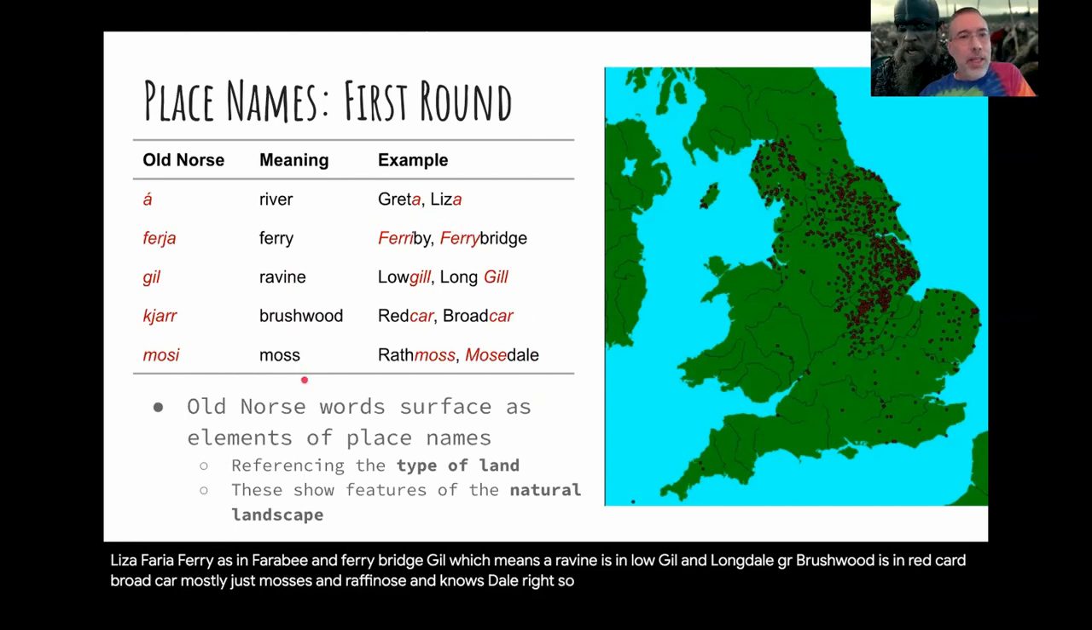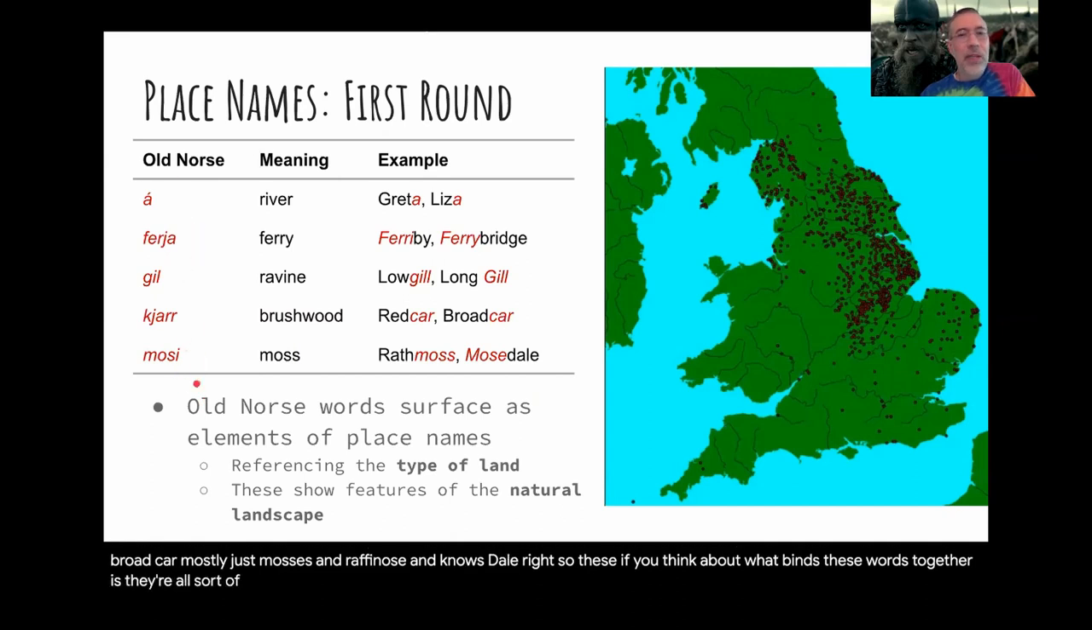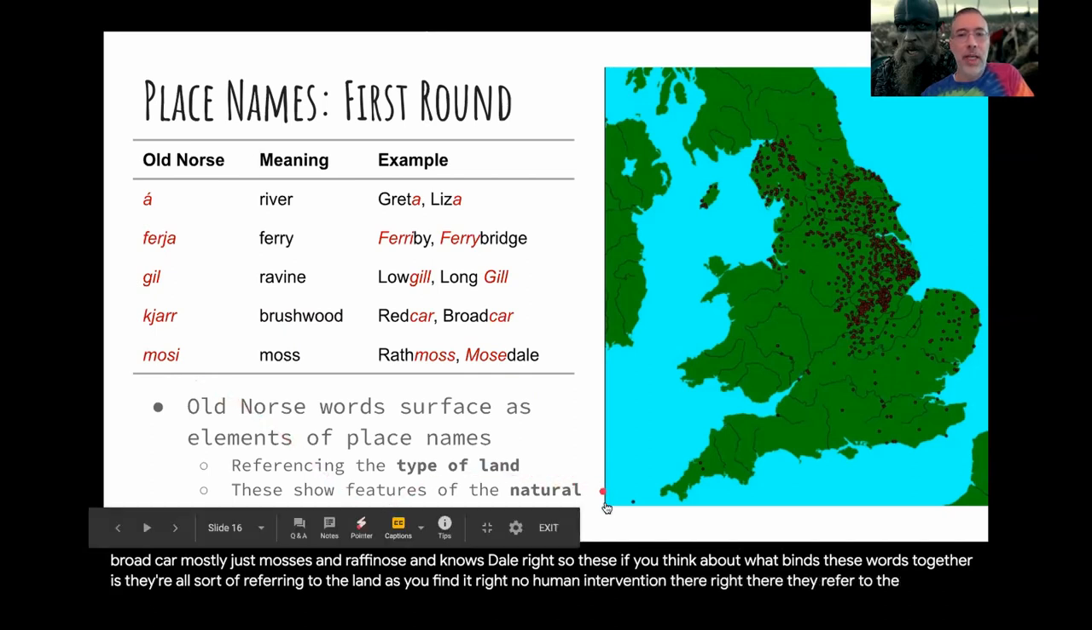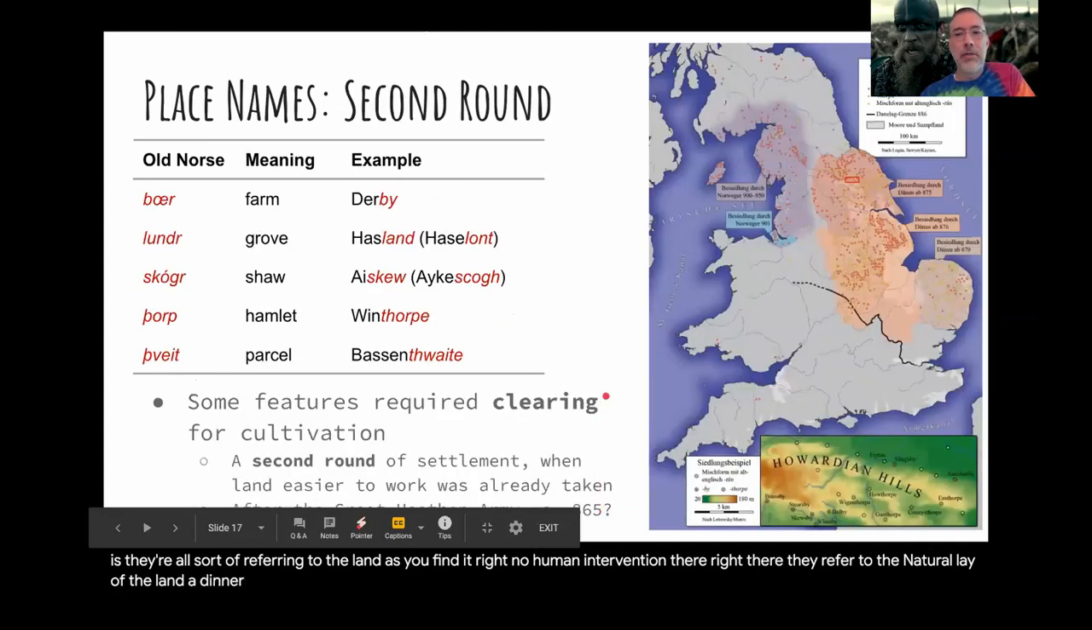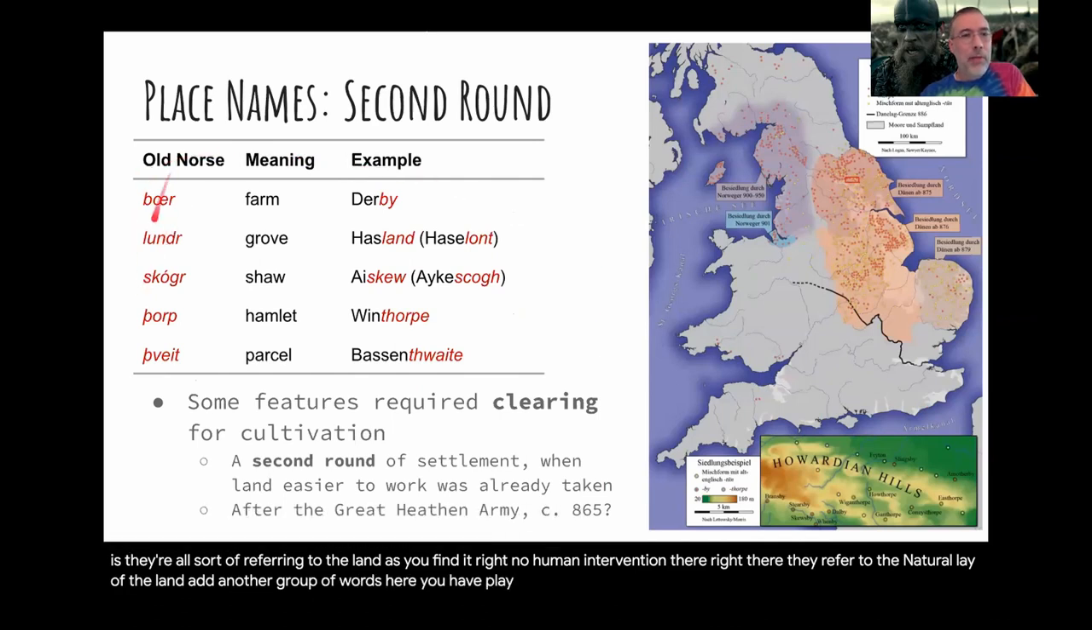So if you think about what binds these words together, they're all sort of referring to the land as you find it, right? No human intervention there, right? They refer to the natural lay of the land. Now, if you look at another group of words here, you have names of natural occurrences, right? But that are elements of place names.